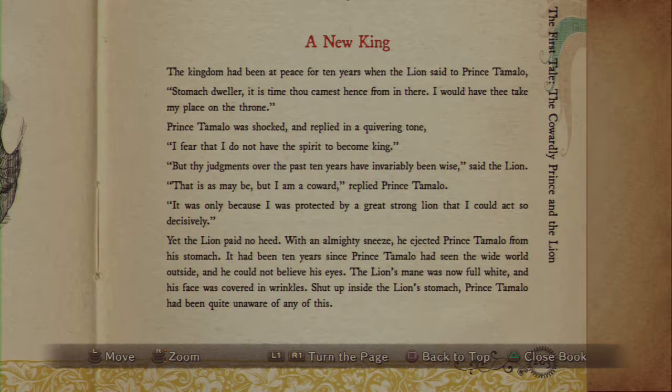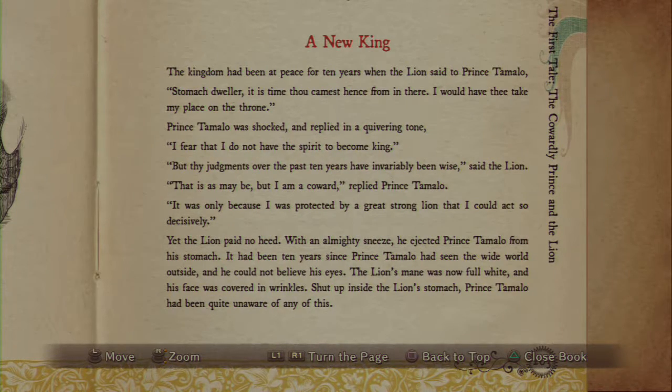"That is as it may be. But I am a coward," replied Prince Tamalo. "It was only because I was protected by a great strong lion that I could act so decisively." Yet the lion paid no heed. With an almighty sneeze, he ejected Prince Tamalo from his stomach.